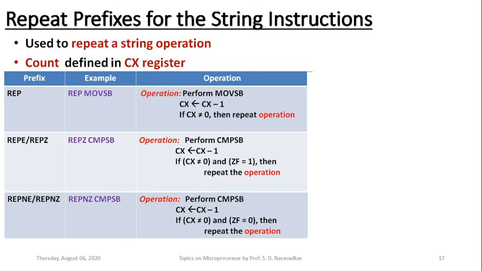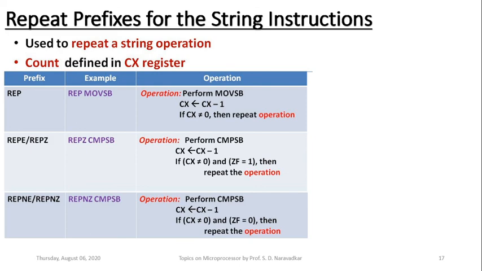Now out of these three repeat prefixes, the first repeat prefix, the basic one, REP, is applicable for all 5 types of string instructions. All 5, byte as well as word variation, all. While repeat while zero or repeat while not zero, which are the next 2 repeat prefixes, will be applicable only for scan string and compare string type of instructions, byte and word variations.